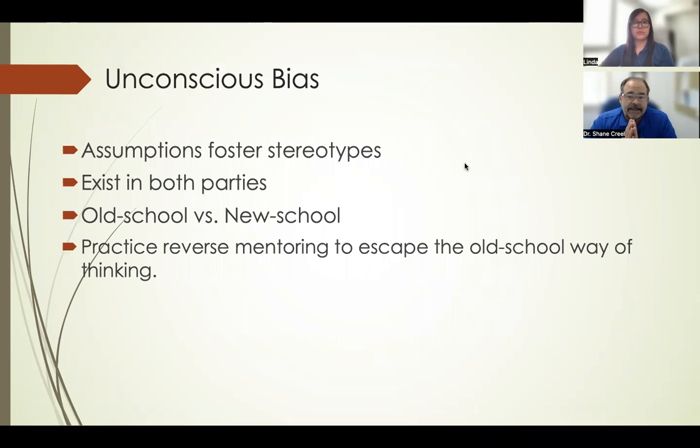Unconscious bias. This is something that we need to explore within ourselves. It's assumptions that foster stereotypes, and exist in both parties, the old school versus the new school approach, and to practice reverse mentoring to escape the old school ways of thinking.